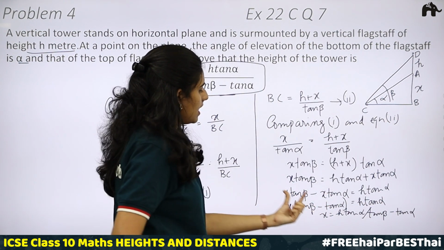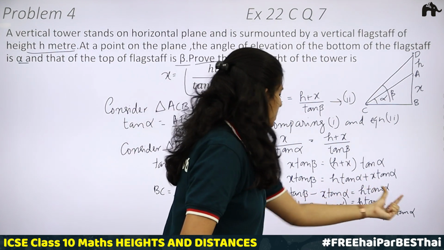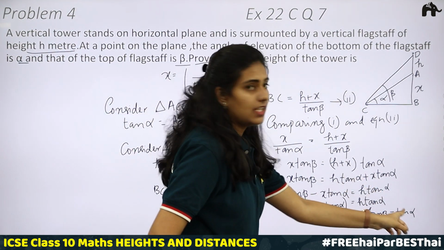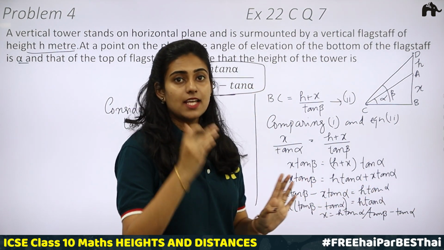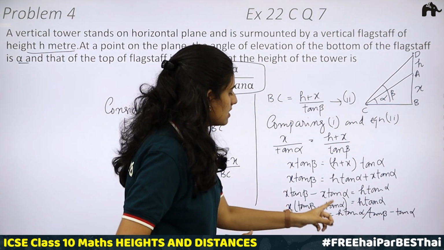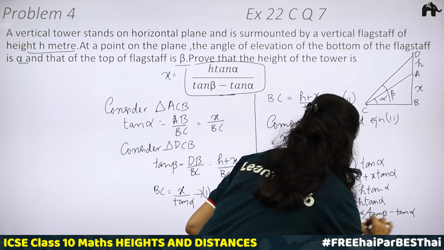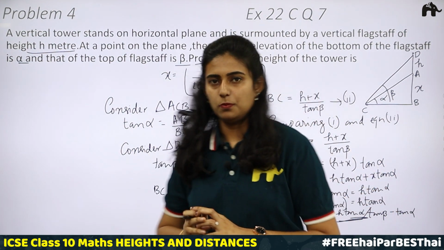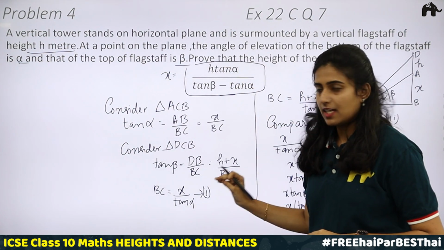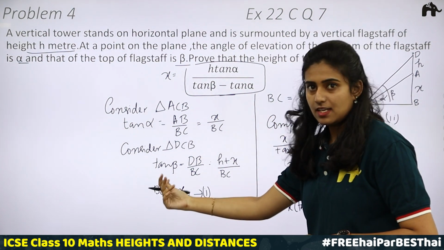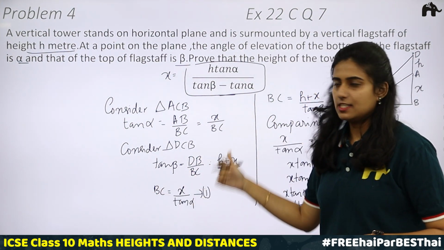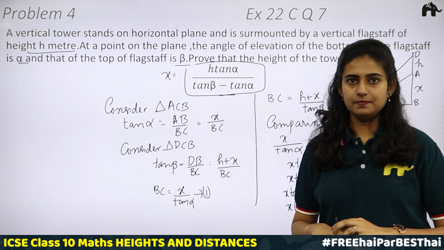Just taking this tan beta minus tan alpha to the opposite side. Here it is a product. When it is taken to the opposite side, it becomes division. So x is equal to h tan alpha divided by tan beta minus tan alpha. So this is the required proof. From both the triangles, we have taken BC and made the comparison and reached the required proof.